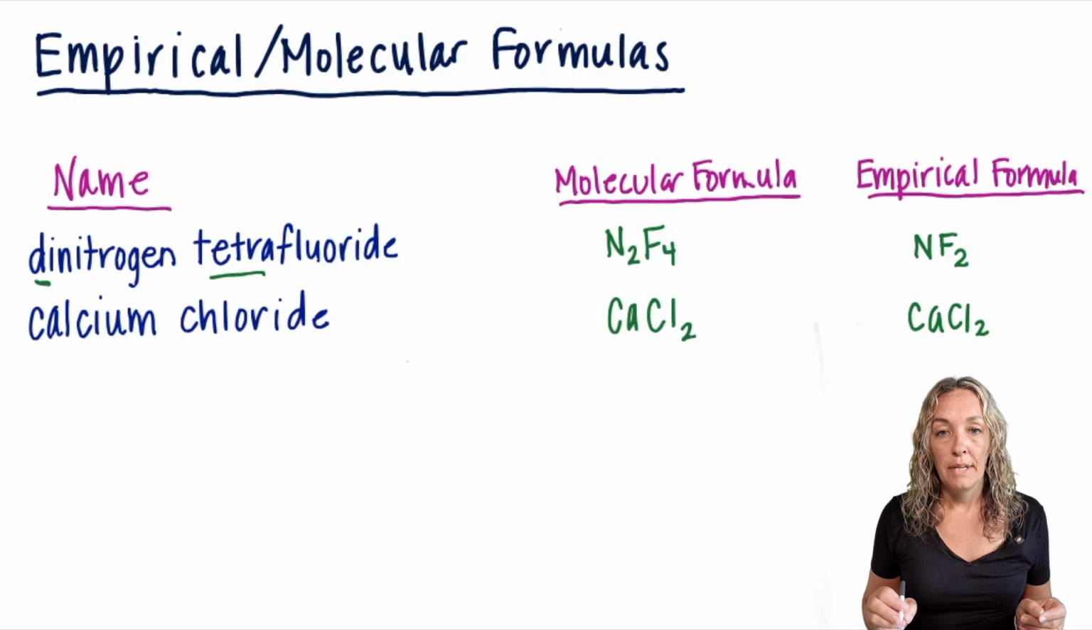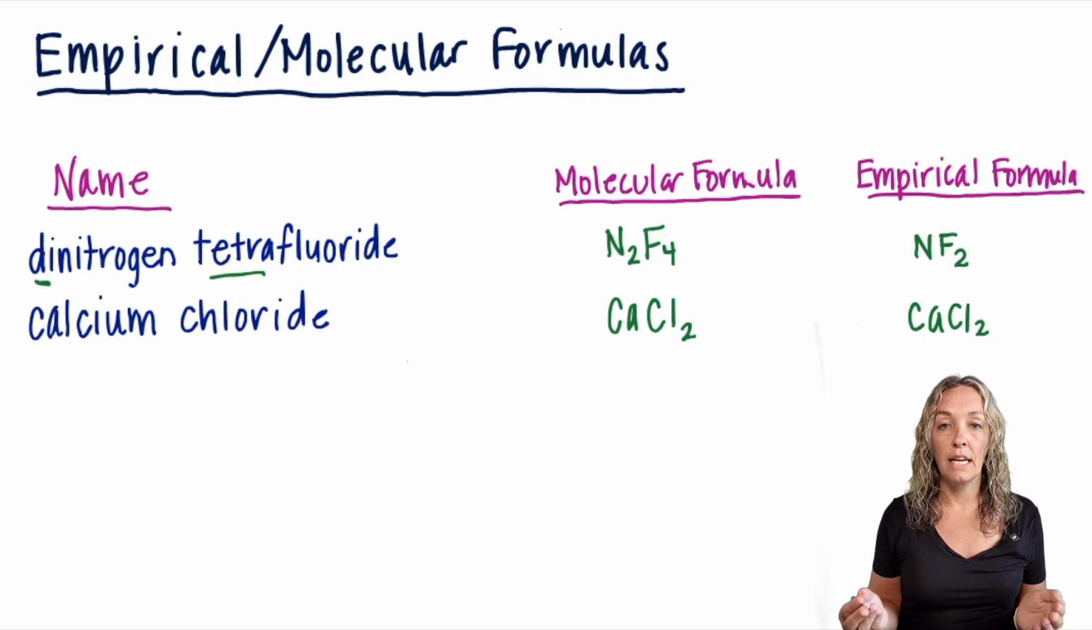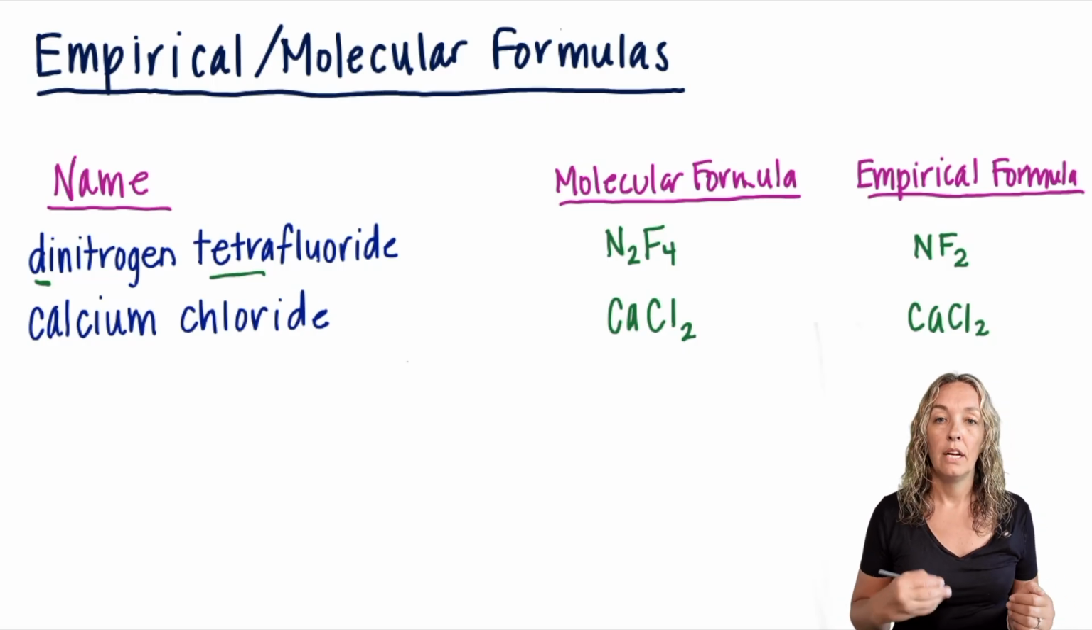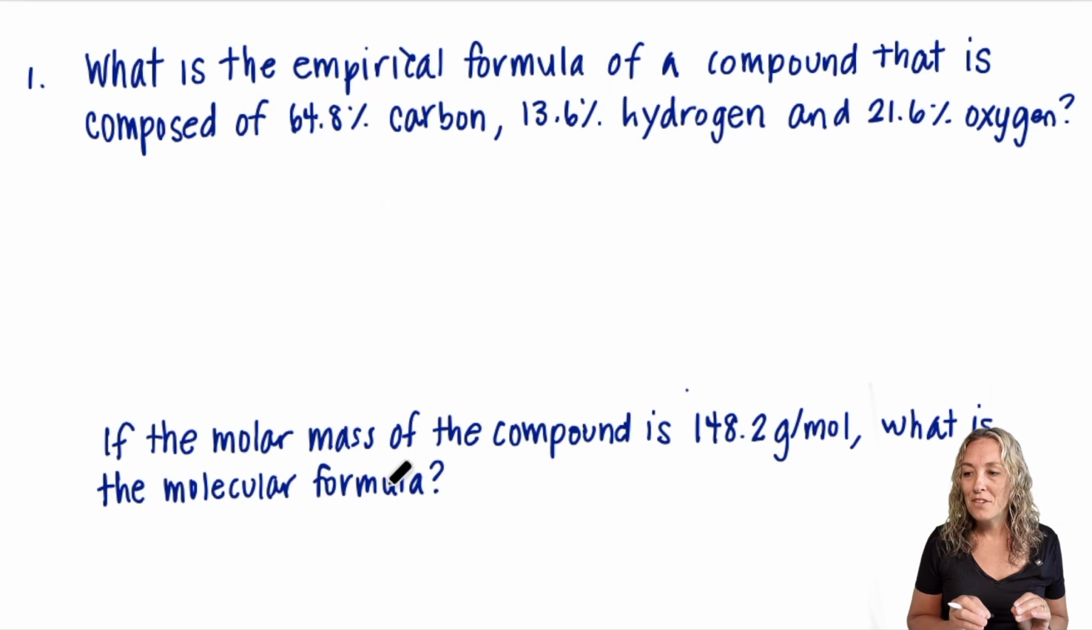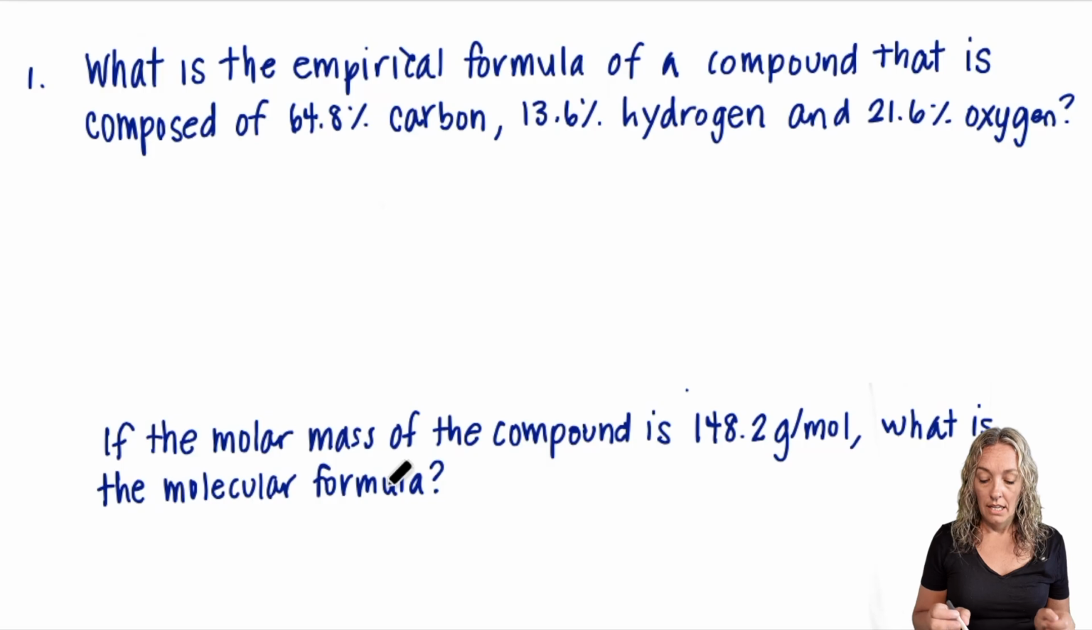Now that we understand the terminology, we can use some problems to figure out the empirical and the molecular formula if we are given percent composition of a compound. Let's take a look at an example. All right, our first problem is: what is the empirical formula of a compound that is composed of 64.8% carbon, 13.6% hydrogen, and 21.6% oxygen? The easiest way to approach this is to assume that rather than percents, we have grams.